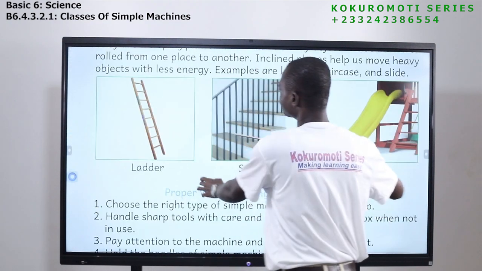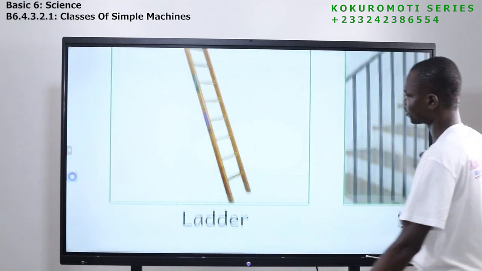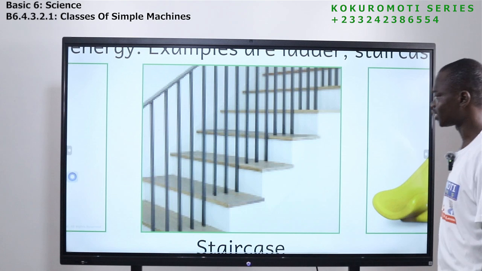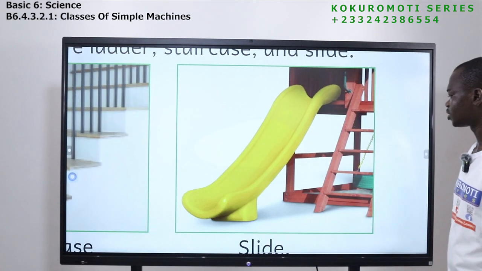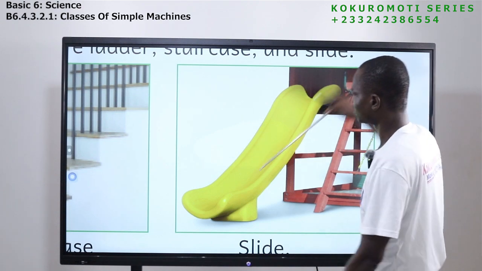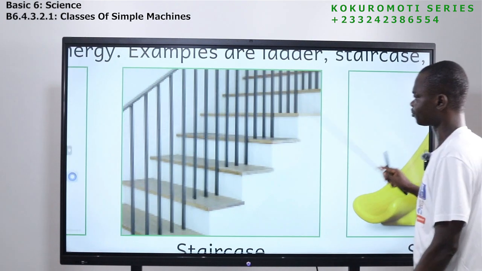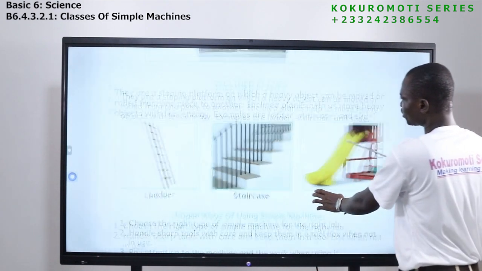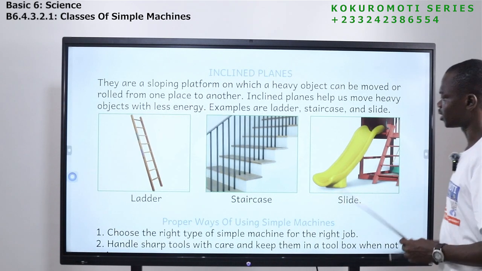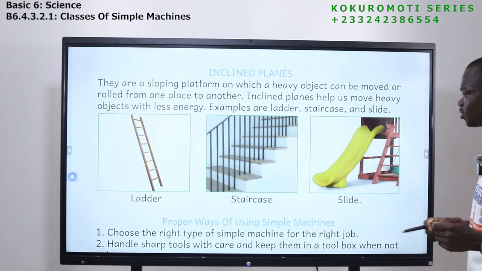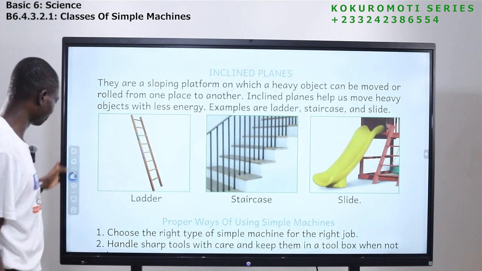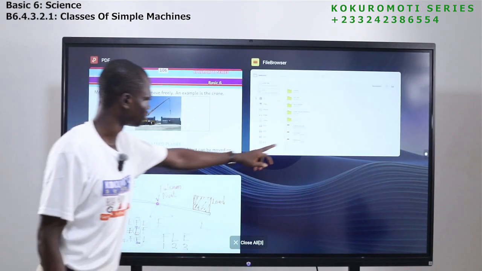So if you look at this is an inclined plane. This is a ladder. Okay, we have another one here, staircase, and then we have this one, slide. So this one helps us to move, you see. Okay, now if you are asked to give examples of machines that fall under inclined planes, these are the examples that you can give. Okay, let me see if I have a video for you. I should have a video for you.